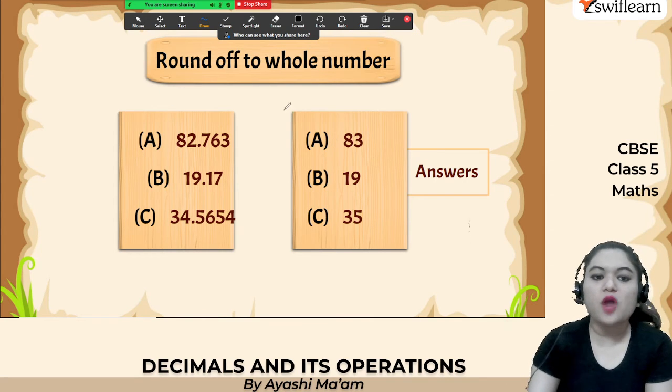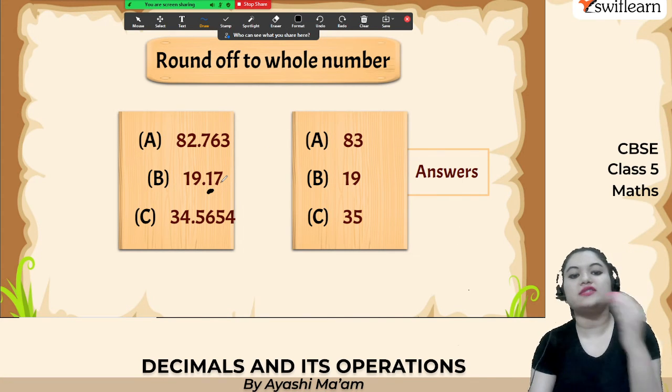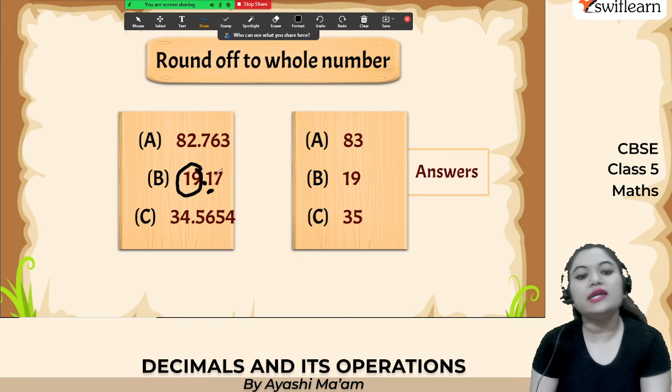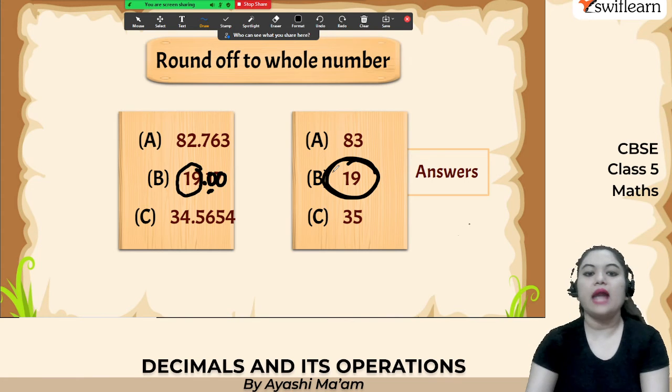Okay. Next problem, 19.17. After the decimal point, we have 1, which is less than 5. So we will not make any changes to this 19. But after the decimal point, we will turn every digit into 0. Therefore, our answer will become 19.